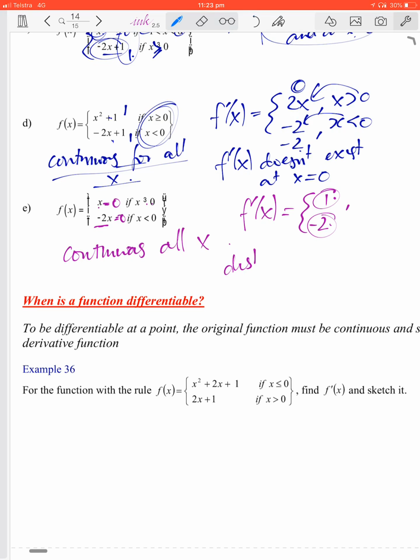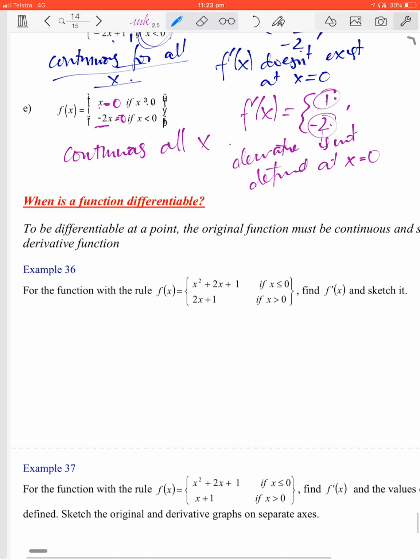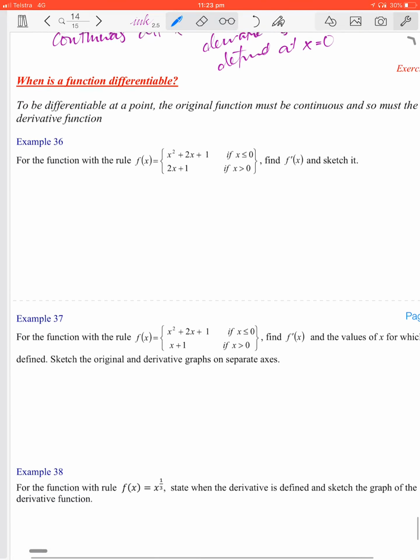So it's discontinuous. The function is not derivable. The derivative is not defined at x equals 0. It is everywhere else, it's just at the point where they join up. Because they don't join smoothly, it won't work.